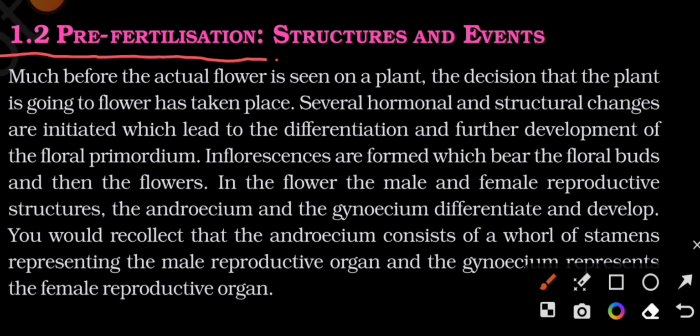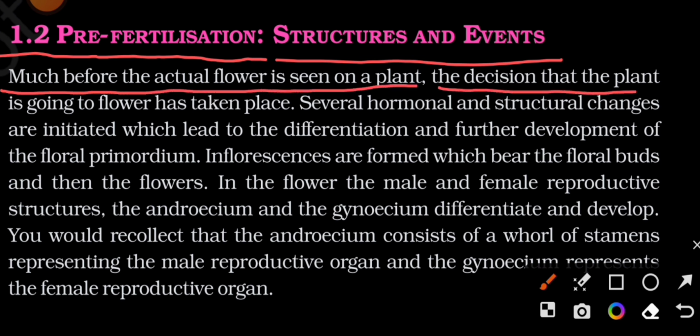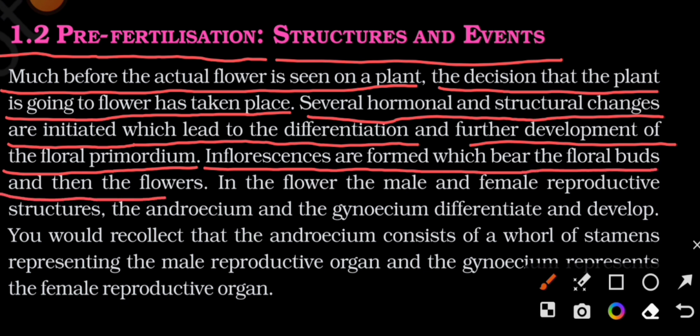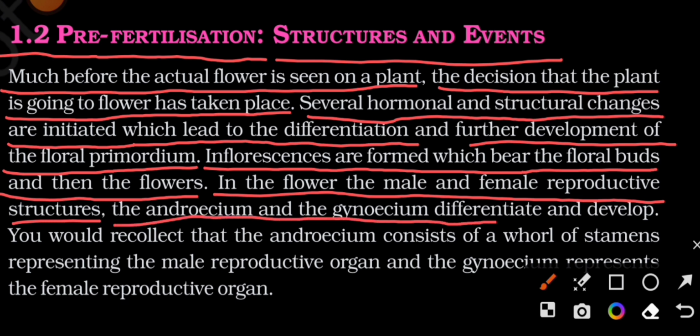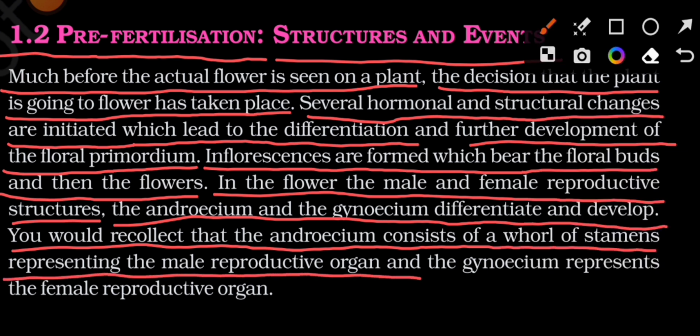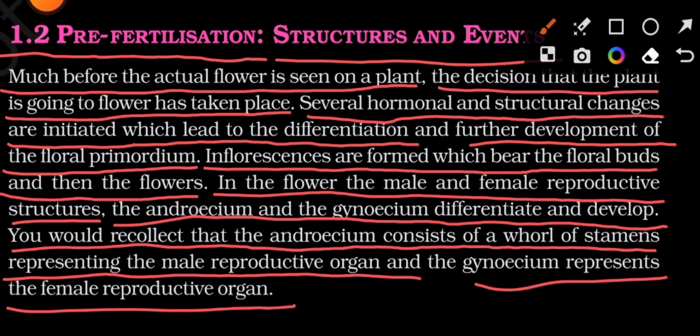1.2 Pre-fertilization structures and events. Much before the actual flower is seen on a plant, the decision that the plant is going to flower has taken place. Several hormones and structural changes are initiated which lead to differentiation and further development of the floral primordium. Inflorescences are formed which bear the floral buds and then the flowers. In the flower, the male and female reproductive structures, the androecium and the gynoecium, differentiate and develop. You would recollect that the androecium consists of a whorl of stamens representing the male reproductive organ and the gynoecium represents the female reproductive organ.